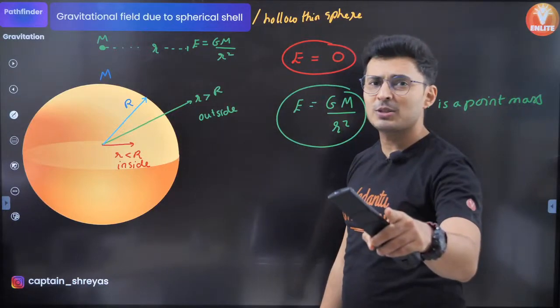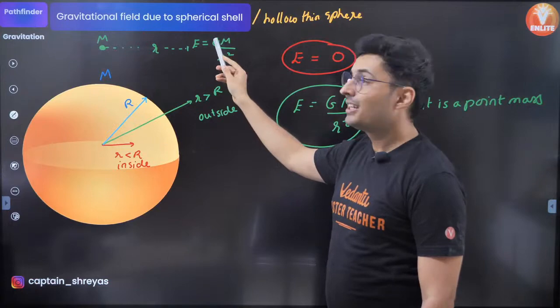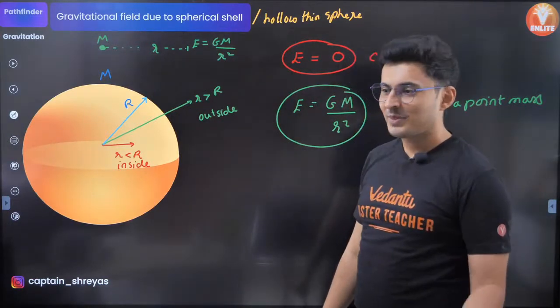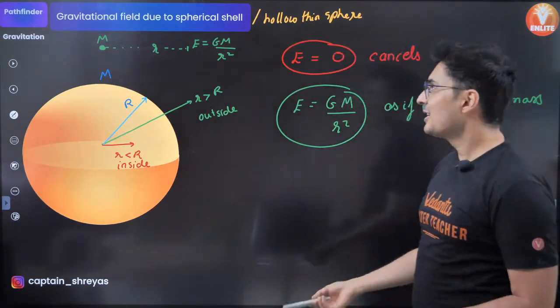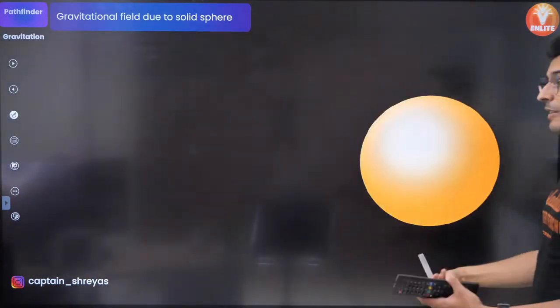If you have studied electrostatics, you know similar formulas are there. Electric field is kq by r square. Instead of G, you have K. Instead of mass, you have charge. That's all. That's why we are revising this.